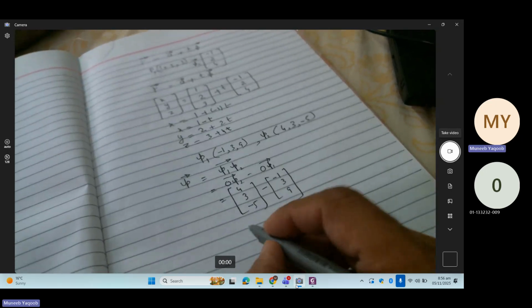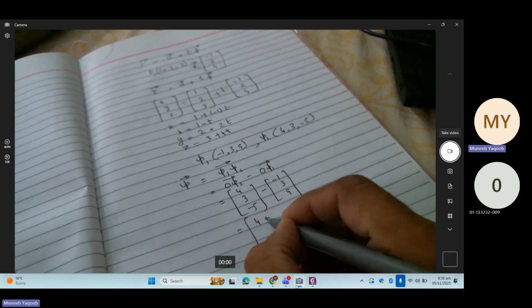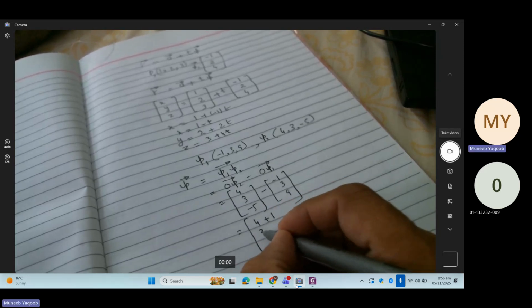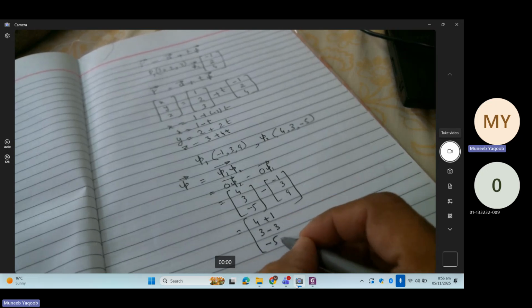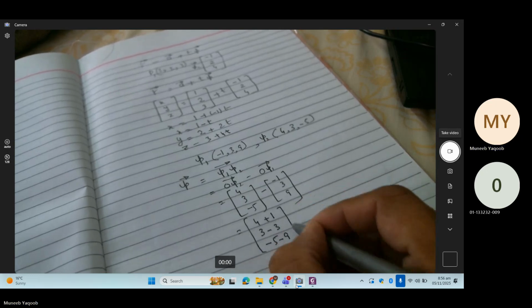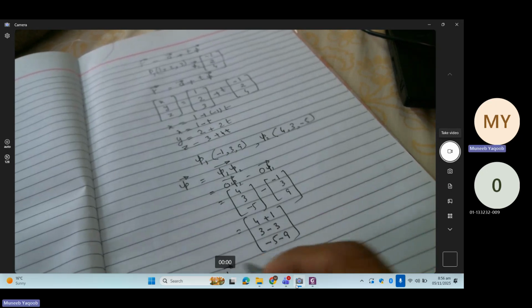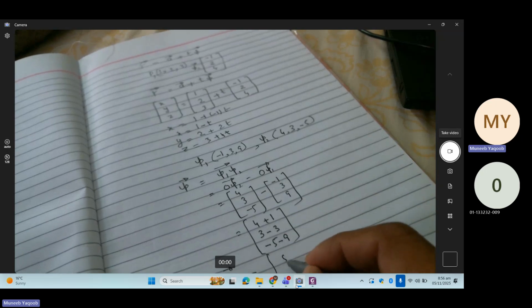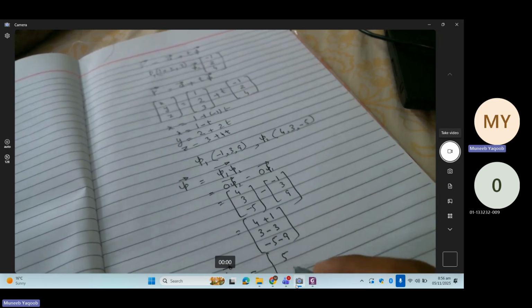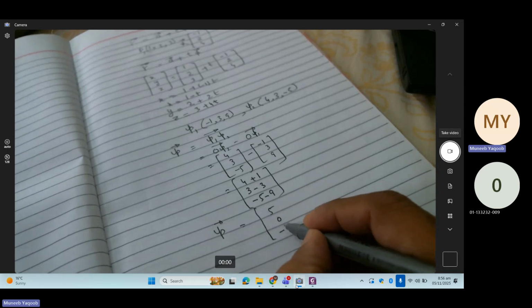So it will become 4 plus 1, then 3 minus 3, then -5 minus 9. So finally, the direction vector P obtained will be 4 plus 1, 5, 3 minus 3, 0, and -5 minus 9, minus 14.